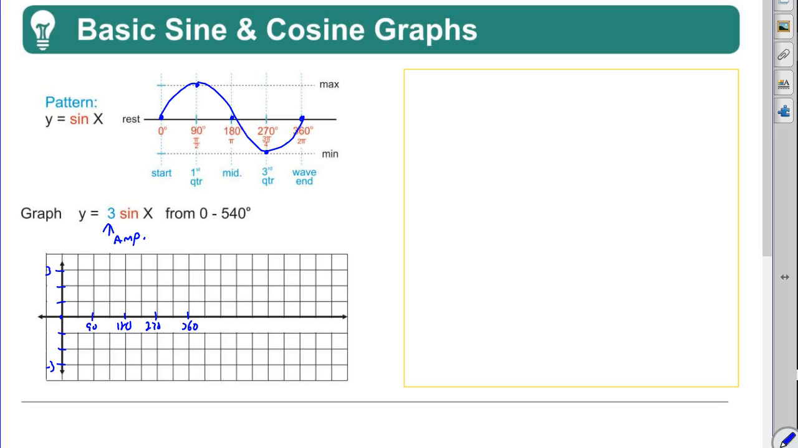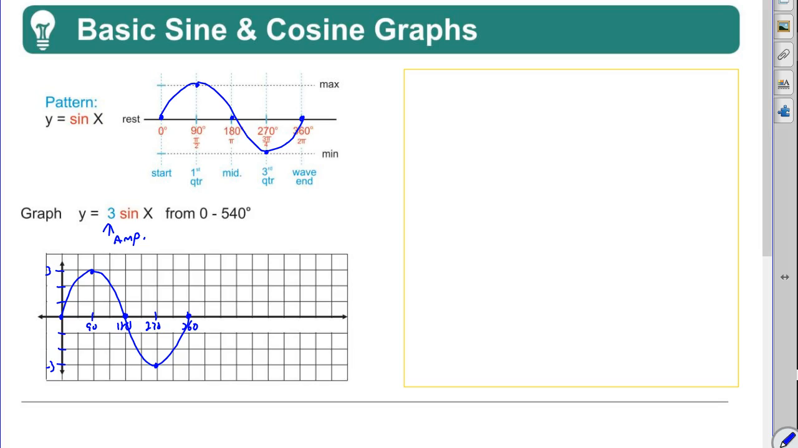Okay, so again, it starts at the rest position 0. At the first quarter, it's a max. Halfway, it's at rest. 3/4, it's at a min. Then it's back up to rest. Okay, just connect these points with a smooth curve. And there's the sine wave 0 through 360.